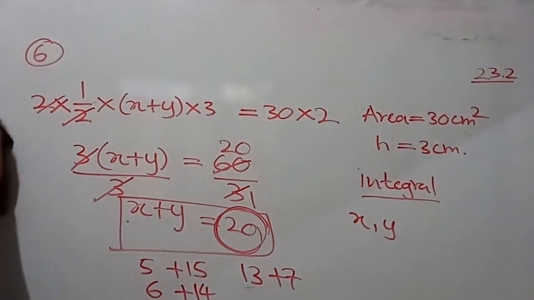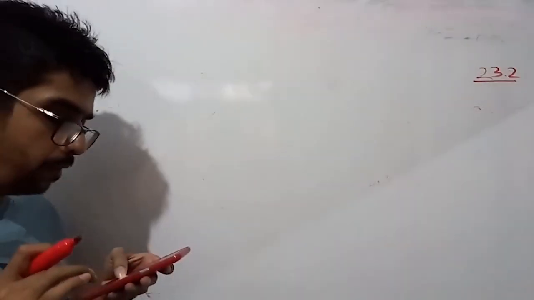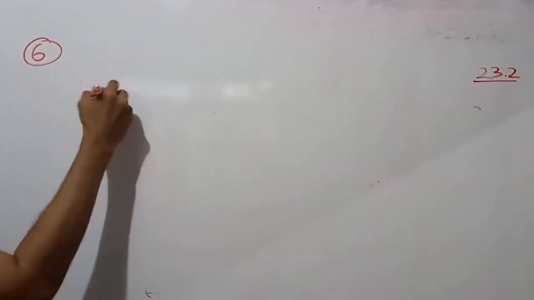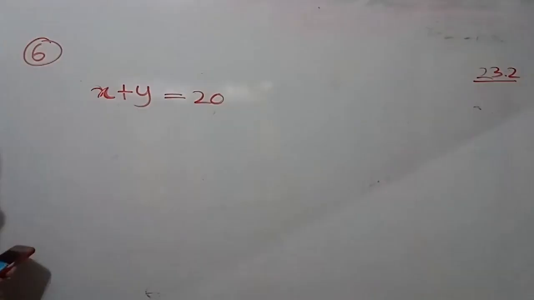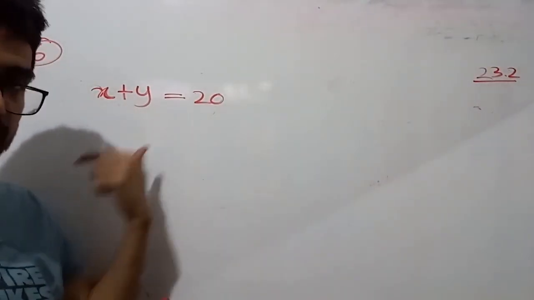So now for part 2. Give 3 pairs of non-integral values that the lengths of the parallel sides can take. So still x plus y is equal to what? 20. Earlier we gave integral values. What does non-integral mean? Decimal numbers.